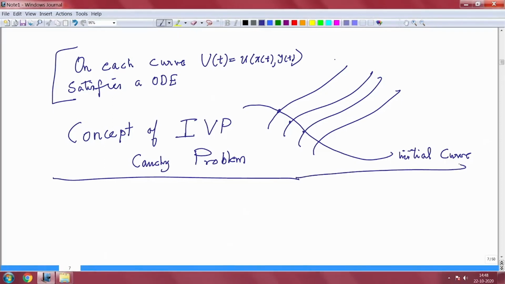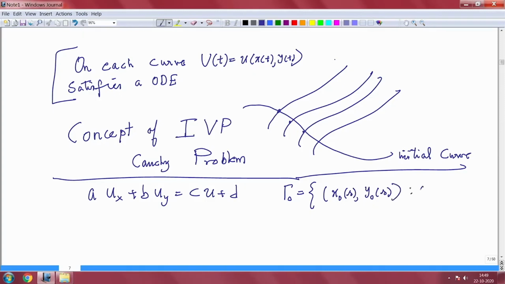So, what is the Cauchy problem? You have your PDE, a u_x plus b u_y is equal to c u plus d, and then there is an initial curve, gamma naught. I will give a parametric representation of the curve. So, gamma naught is equal to (x naught(s), y naught(s)), where 0 is less than or equal to s less than or equal to 1. Okay. So, that is your initial curve, called gamma naught.